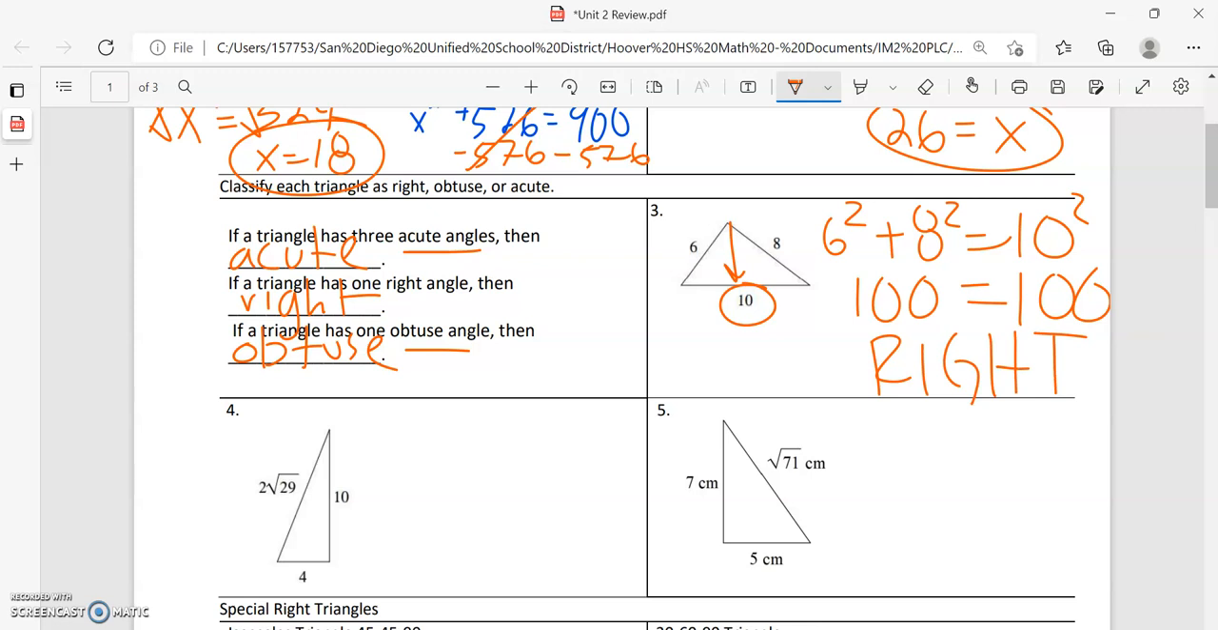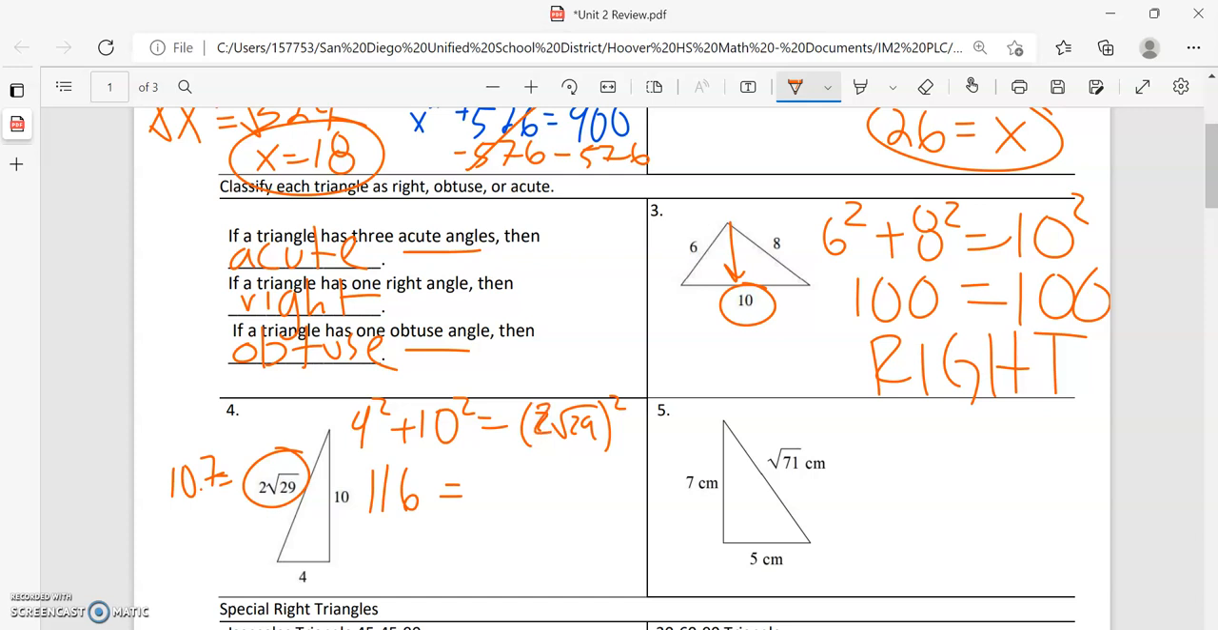This triangle, we have a 2 square root 29. So put that in your calculator to see what value that comes out to be. It is 10.7, which means that is our largest side. So that will be our C. So 4 squared plus 10 squared equals 2 square root 29 squared. 4 squared is 16, 10 squared is 100, so 116.